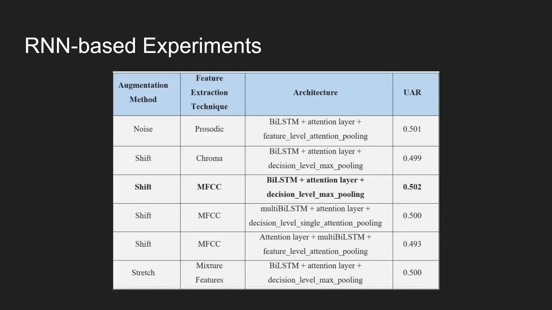This table shows all of our experiments with the RNN-based networks. We use different augmentation and feature extraction methods. And for the architecture, we combine BiLSTM specifically with attention and pooling layers. The best result uses shift, MFCC, BiLSTM plus attention layer, and decision level max pooling.